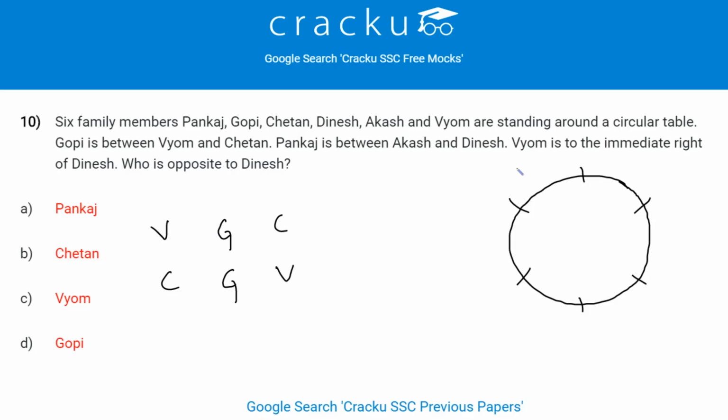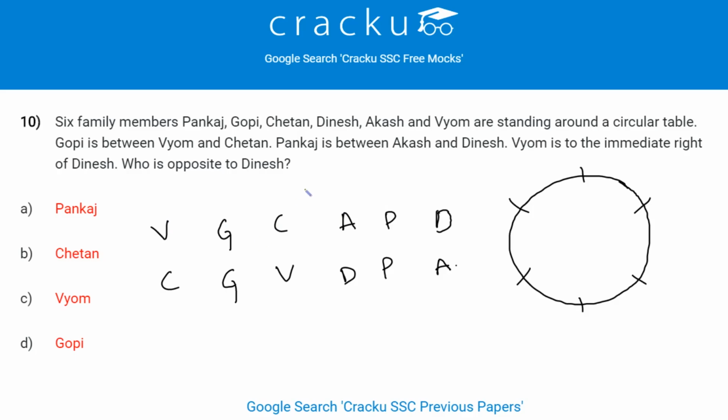Similarly, Pankaj is between Akash and Dinesh. So Pankaj is sitting in the middle. Either Akash could be to the left or to the right. Clear? One more condition is given, that is Vyom is to the immediate right of Dinesh. Vyom is to the immediate right of Dinesh.